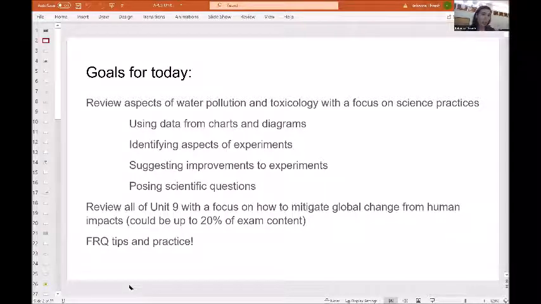Most of the content review, though, I want to focus on Unit 9, and that's how we mitigate global climate change and other types of global changes, endangered species, et cetera, from human impacts. The reason I want to focus on that today is because that could be up to 20% of exam content, and that's the last unit. Y'all are maybe just finishing that up. And then of course, at the very end, as you requested from the last study session, I've got some FRQ tips and a really good practice. Okay, so let's get started.